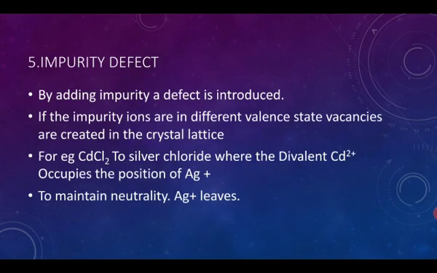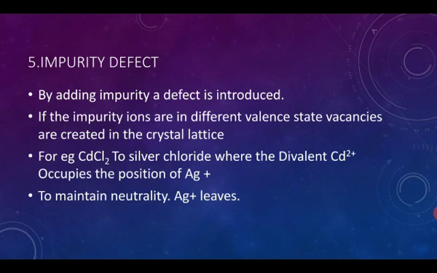And the final one is impurity defect. So how to get this impurity defect? It is by adding impurity, a defect is introduced. So how to introduce a defect? Just by adding some impurity. If the impurity ions are in different valence state, that is different valencies, vacancies are created in the crystal lattice.